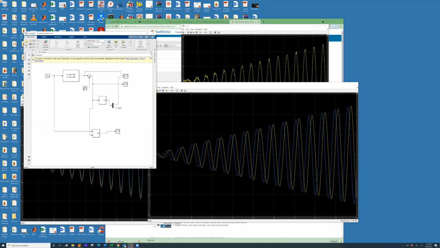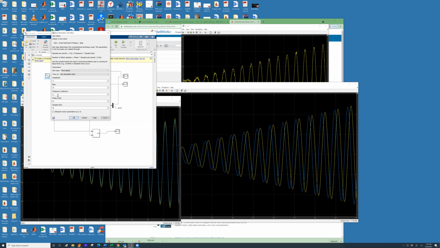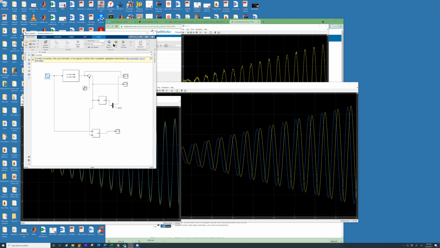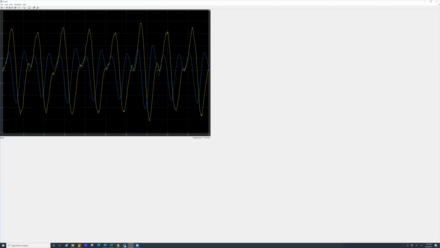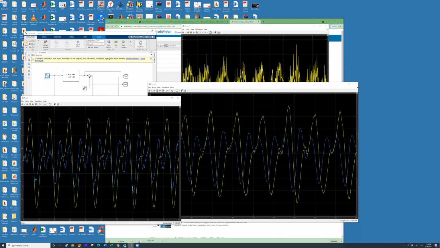Now you can see that this response is increasing because this sinusoidal excitation is resonant. The frequency of the excitation is the same as the frequency of the signal. So I'm going to change this to say 0.5. Click OK, run, and now you will observe that, check this out, you have estimation and you have signal.